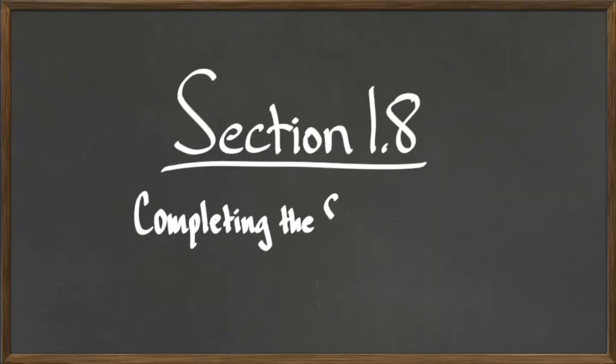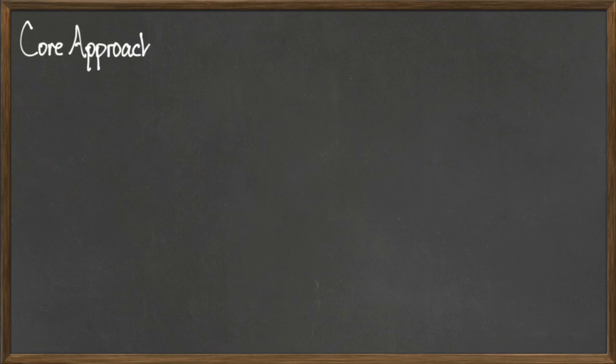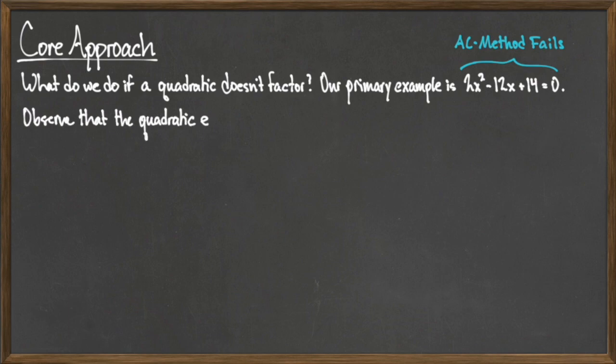Hey everyone, in this video we're going to talk about two new methods for solving quadratic equations. To motivate this idea, let's ask the question: what do we do if a quadratic doesn't factor? For instance, the AC method is going to fail with the quadratic 2x squared minus 12x plus 14 is equal to 0. Let's shift gears and look at another example.